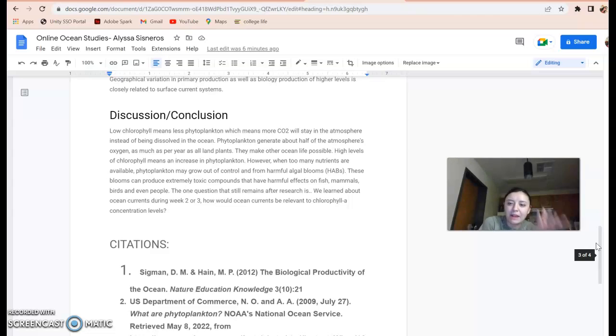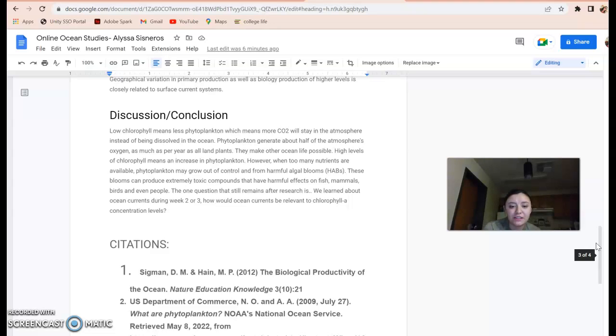So low amounts of chlorophyll means a decrease in phytoplankton, which means a decrease in oxygen. And high amounts of chlorophyll means a high increase of phytoplankton. Now, if there's too much phytoplankton, these can form harmful blooms. These harmful blooms can really affect just about anything, which, as we stated, includes fish, mammals, birds, and even people. So even if we consume it, it's going to be bad for us.